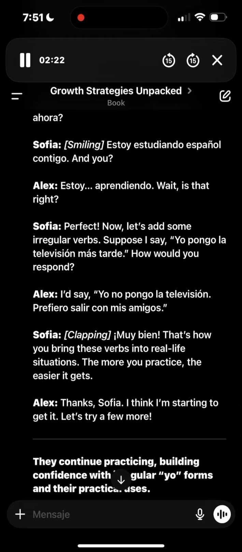Perfect. Now let's add some irregular verbs. Suppose I say, yo pongo la televisión más tarde. How would you respond? I'd say, yo no pongo la televisión. Prefiero salir con mis amigos. Muy bien. That's how you bring these verbs into real-life situations. The more you practice, the easier it gets.